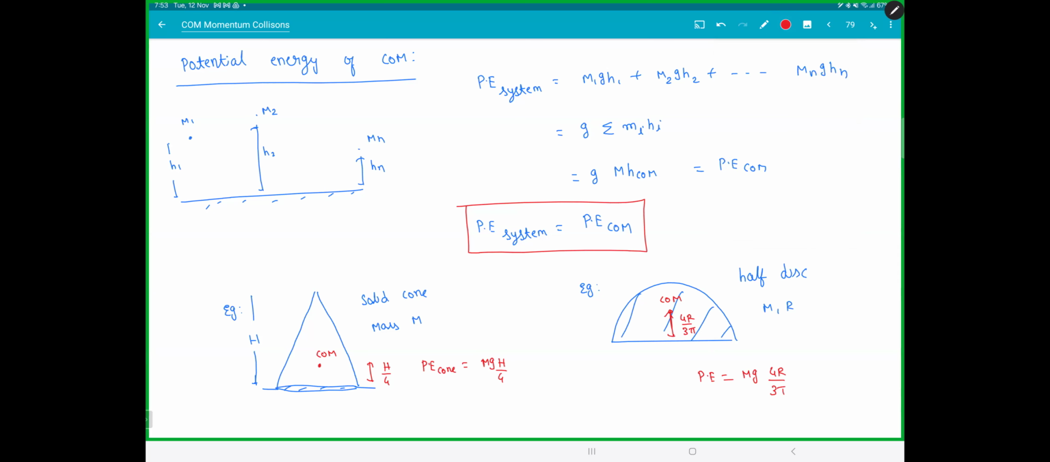So the momentum of the system is the momentum of center of mass. The potential energy of the system is the potential energy of center of mass. So center of mass is helping you a lot. Have a look at this. Let's see how they'll frame a question on this.